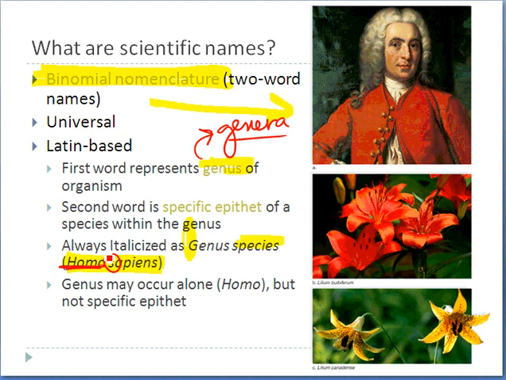Okay, that's the end of taxonomy and systematics. We're going to move on next and discuss a little bit about scientific methods. See you there.